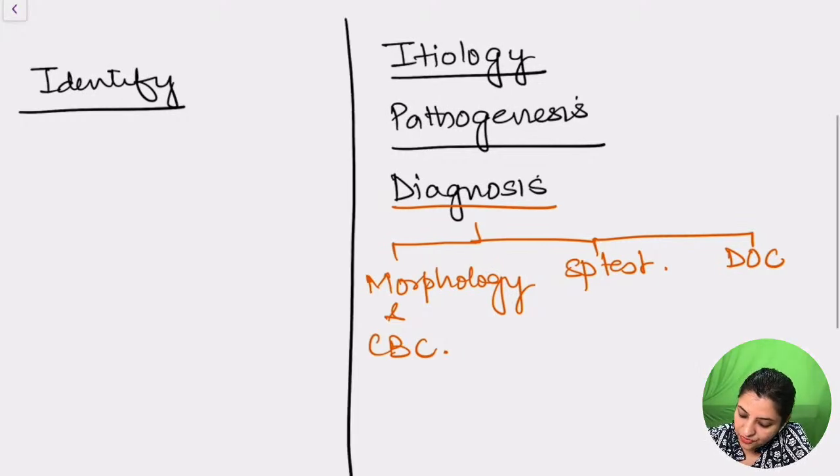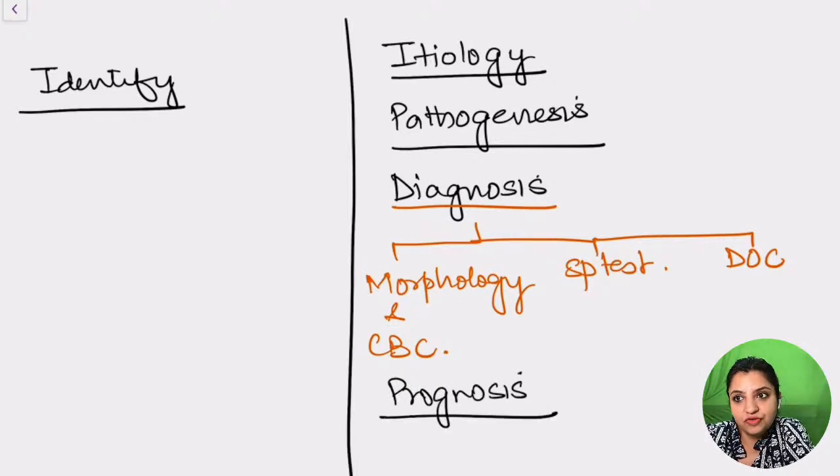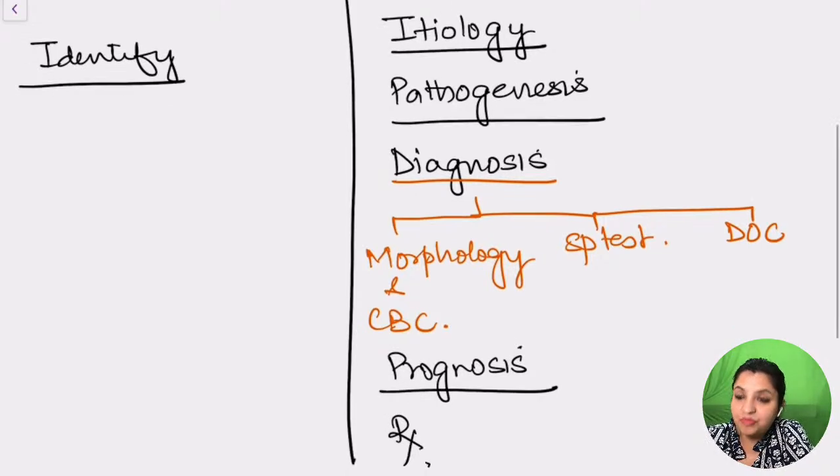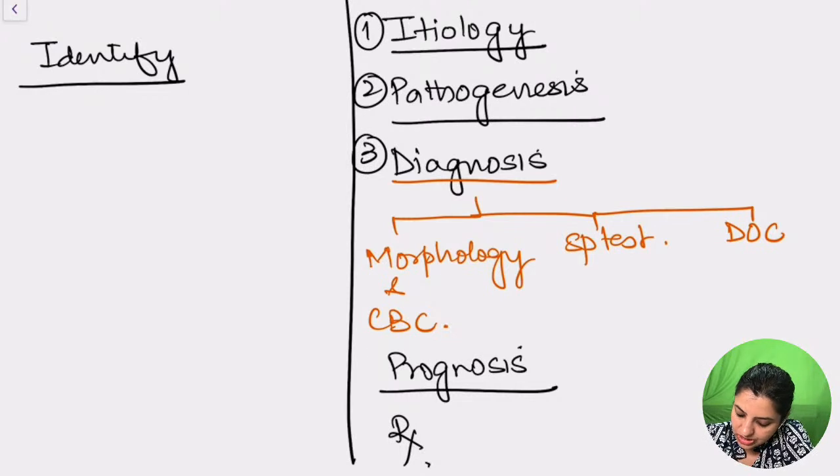And after that, if you know what is the prognosis of that condition, and whether there are any factors which affect the prognosis, and treatment if you know. These are the basic headings in which you should write. If you write them, 100% you're going to get good scores. Remember: etiology, pathogenesis, diagnosis, prognosis, and treatment. And in diagnosis, write morphology, special test, and diagnosis of choice.